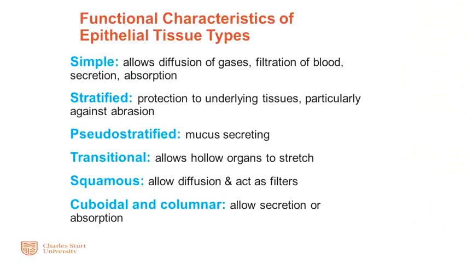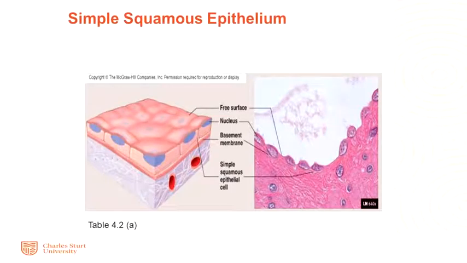Now we're just going to fly through what this sort of looks like here. We have simple squamous epithelium, so just one layer of epithelial cells, and they're very flat.